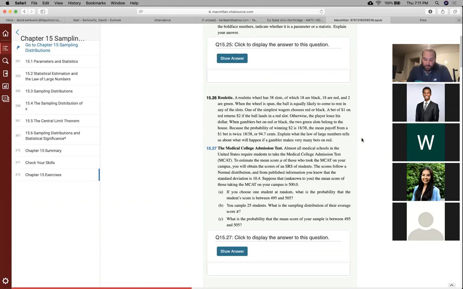So I'm going to go to my calculator. And I'm going to go to my normal CDF. And I'm going to plug in those values. I want to calculate the probability from 495 to 505 when mu is 500 and sigma is 10.4. And when I scroll down and hit enter, I get an answer of 36.9%.